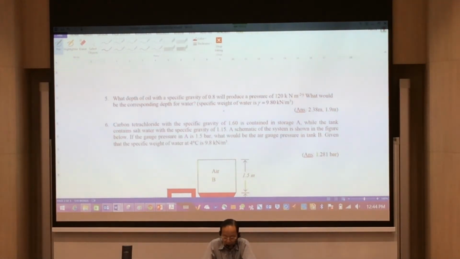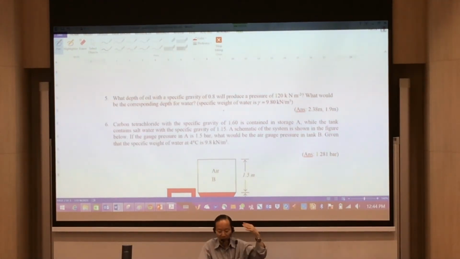Having found the specific weight of oil, you need to use another relation to find h, which is the relation that we used in question 4. In question 4, P is equal to P atmospheric plus rho gh. So what is rho g? Rho g is actually gamma of oil, and you just found gamma of the oil. So the only unknown is h of oil. So you can find h of oil.